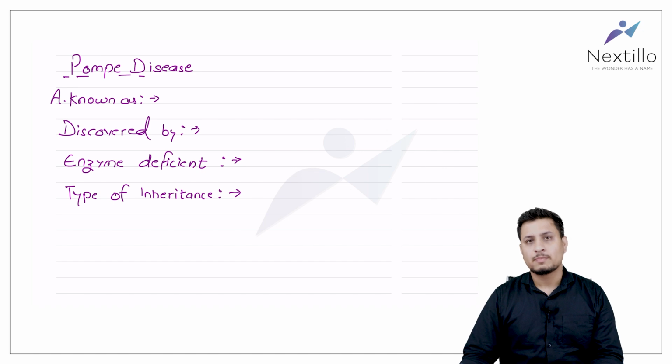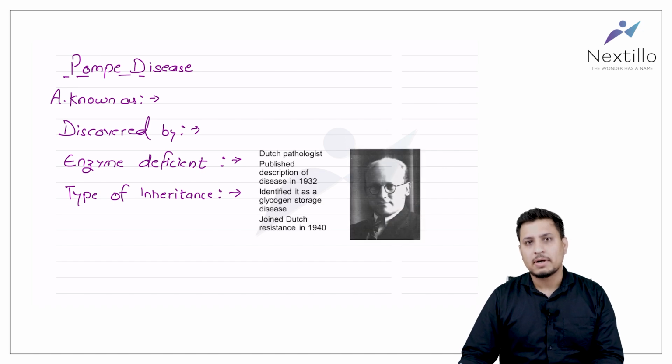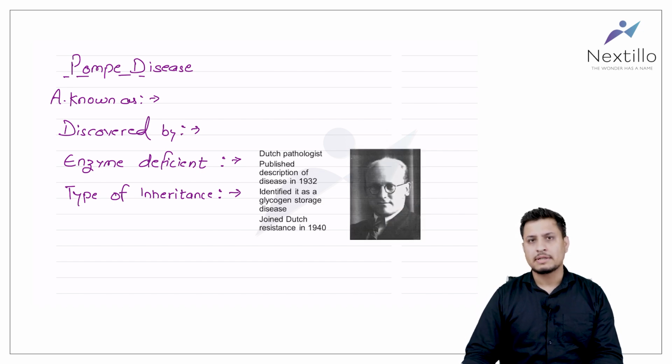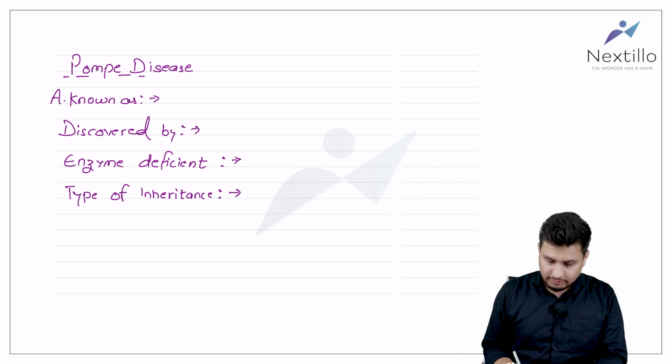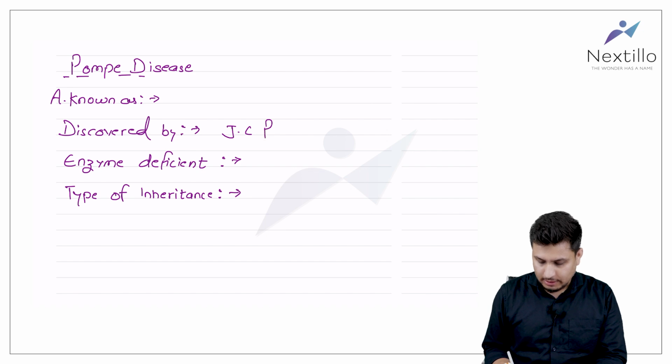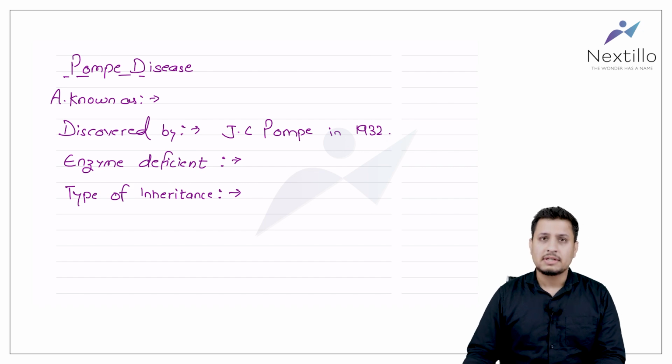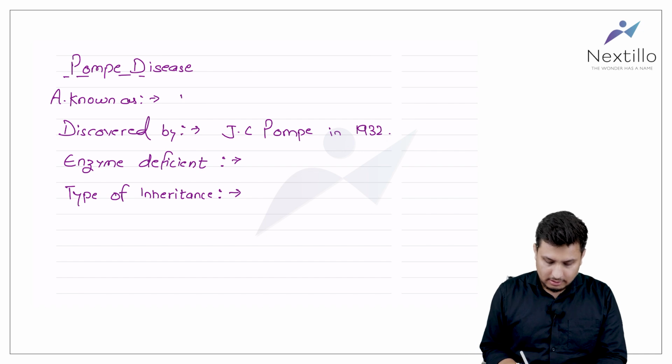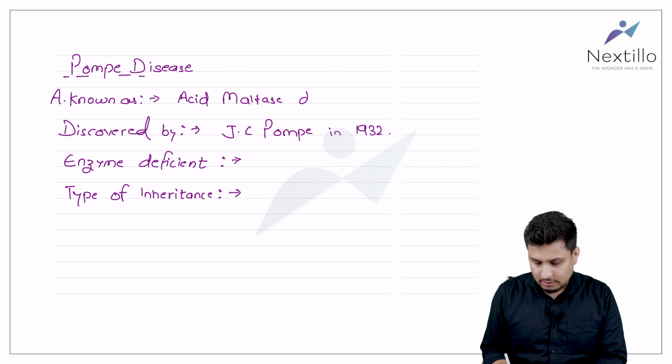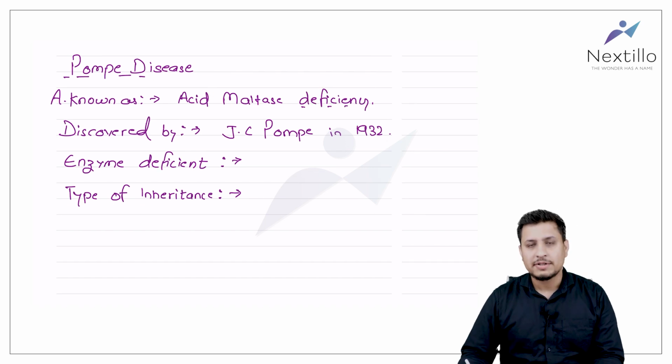Why is this known as Pompe's disease? This was named after J.C. Pompe, who first described this disease in an infant in 1932. Okay, so this disease is also known as acid maltase deficiency. So what happens in Pompe's disease?